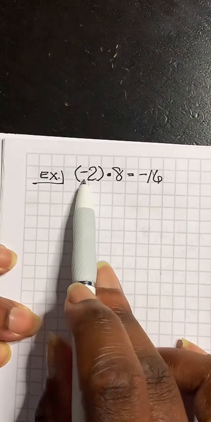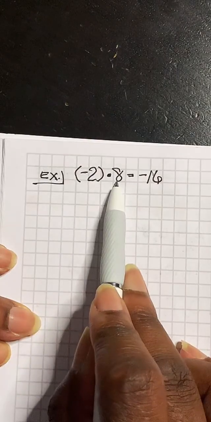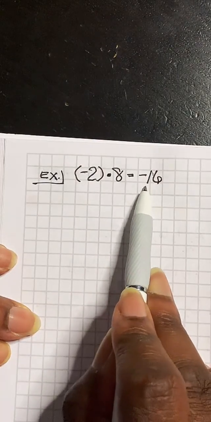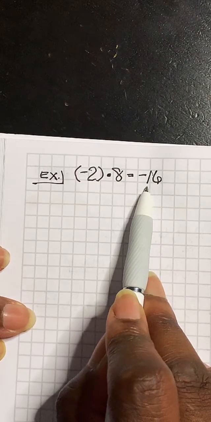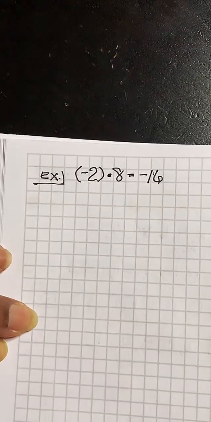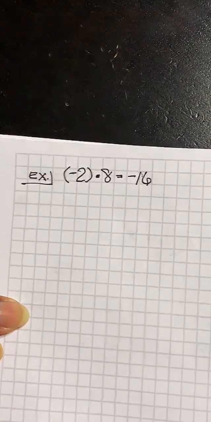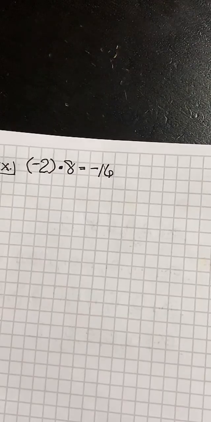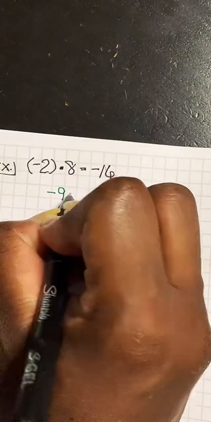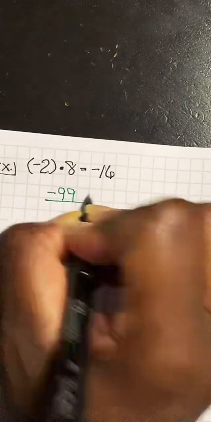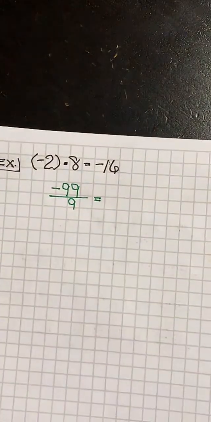education. All right, so we have -2 and a +8. When the signs are different, your answer is always going to be negative. All the time. Every time. So let me slide this over a little bit. If I come over here and talk about -99 divided by 9, what do you think that will give me?